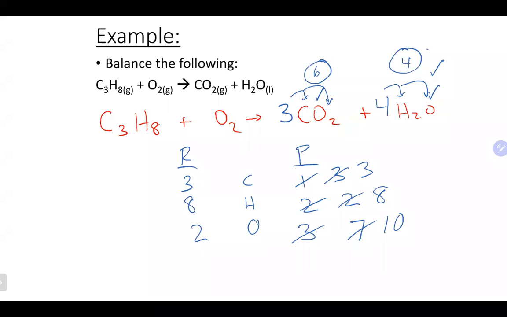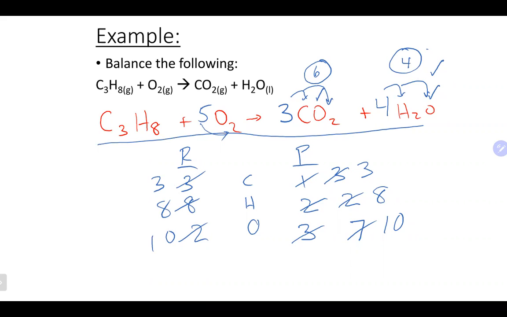And that's good, because now we can go back to the left-hand side, and that's going to be a 5 right there. That's going to be 3, 8, and obviously 5 times 2 is 10 in this case. And now we obviously have our balanced equation. Any questions on that? Okay, since we're getting in, we will leave it there.